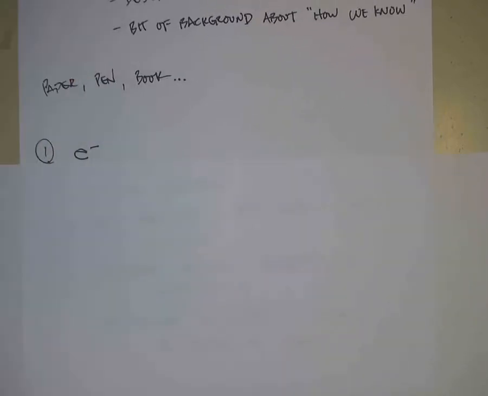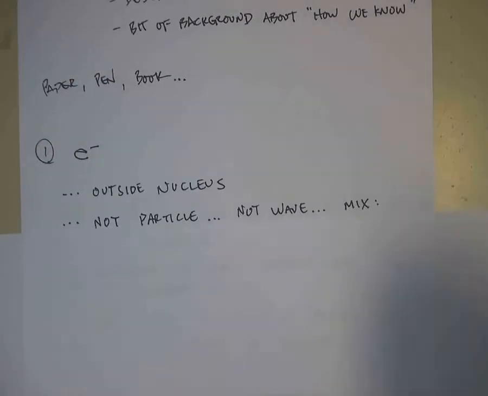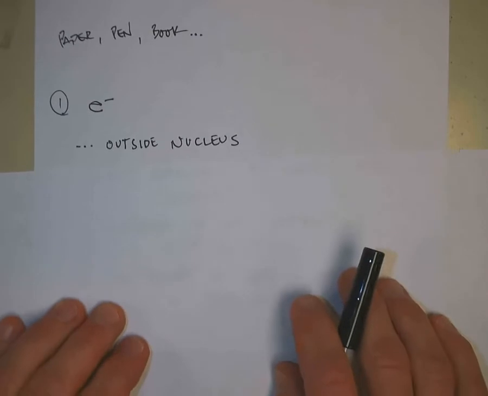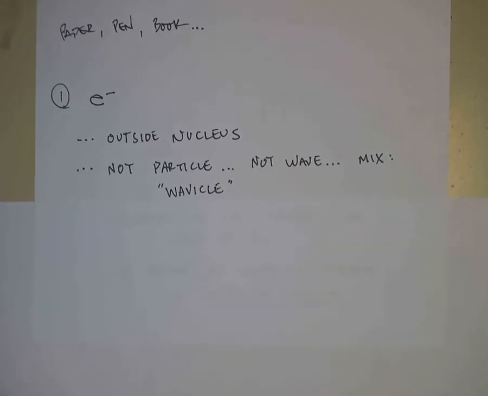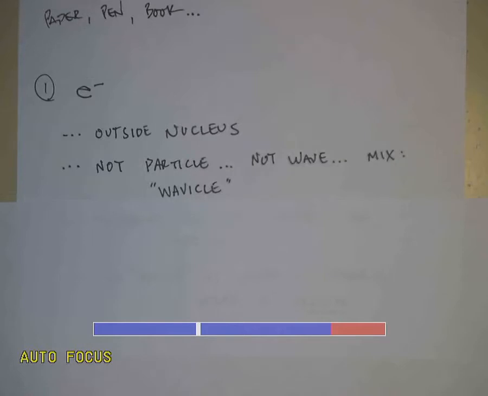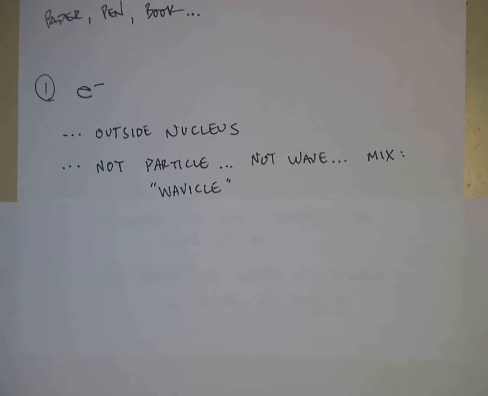The electron resides outside of the nucleus. The electron is not a particle, although we think of it as a small piece of matter. And it's not necessarily a wave, like a light wave, but it's actually a mix between the two. Some people call it a wavicle, because it's a particle and a wave together. This is difficult to comprehend.